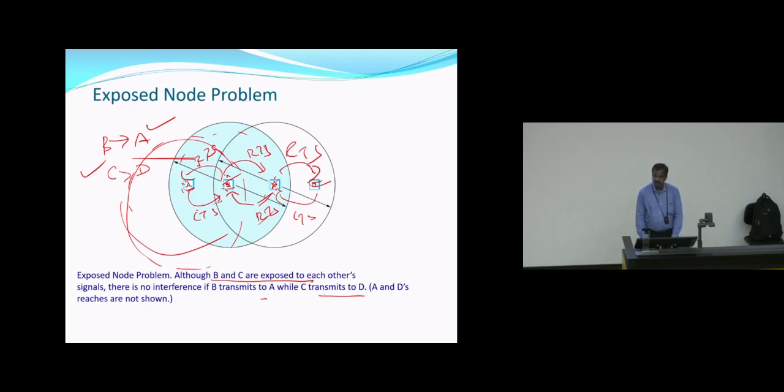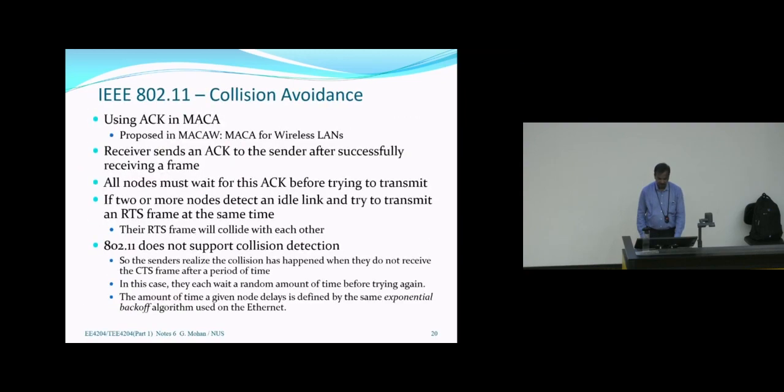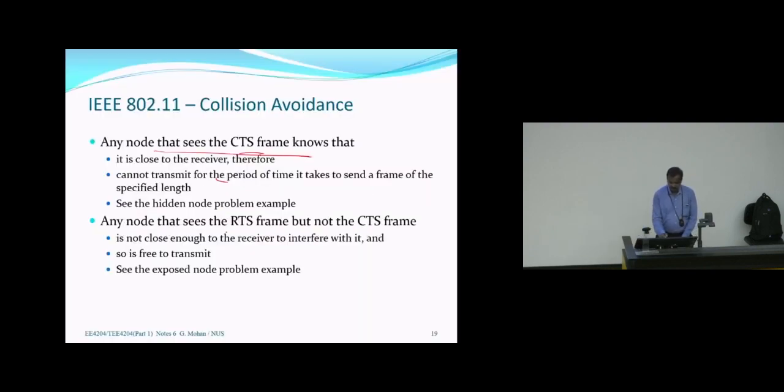Is that okay? So these two transmissions do not interfere. It can happen simultaneously. So that's what is said here. Any node that sees RTS but does not see CTS means it's not close enough to the receiver to interfere. So it's free to transmit. Is that fine?